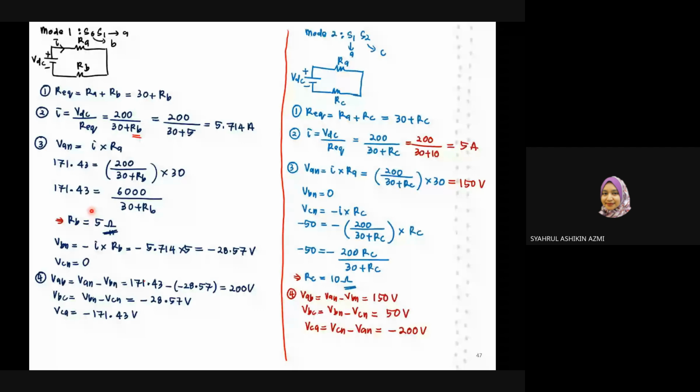Okay, for mode number 2, then we proceed. So far, we know the value of RA, 30 ohm. RB is 5 ohm. So far, the unknown is RC. So you need to find what will be the value of your RC. Okay, we'll proceed in mode number 2.